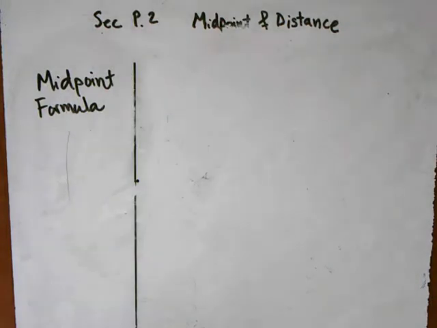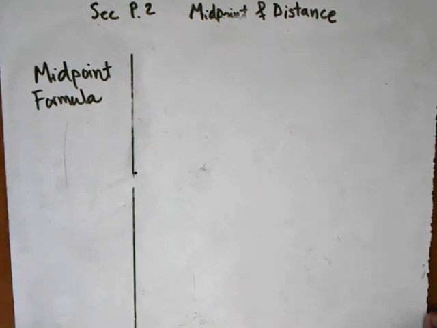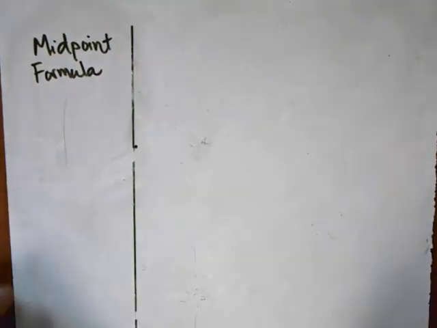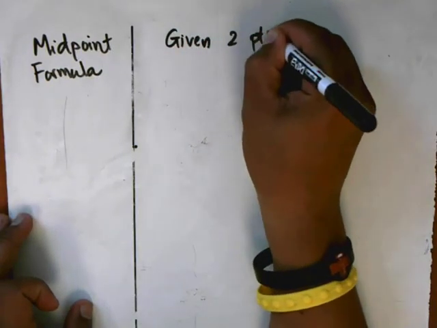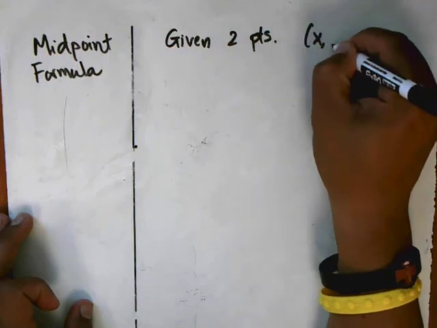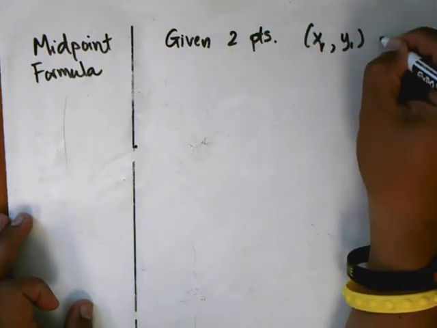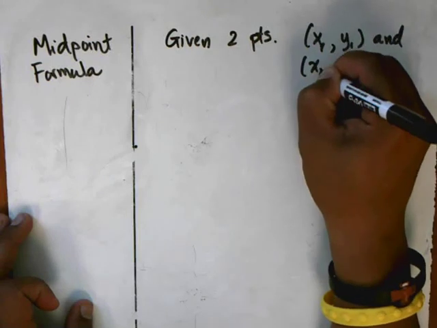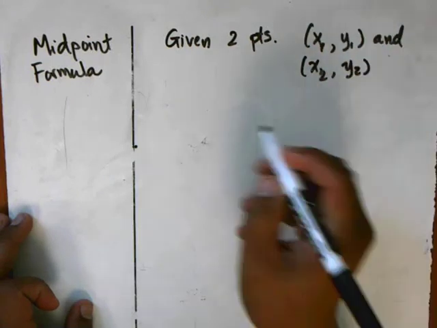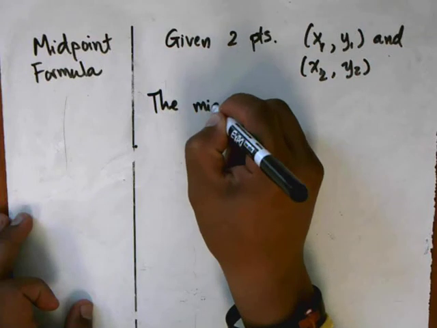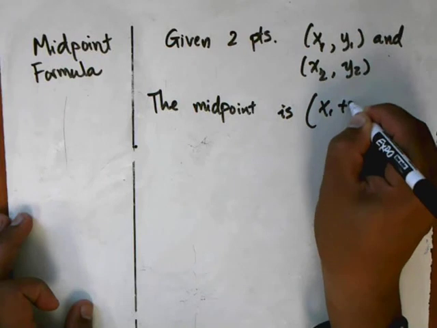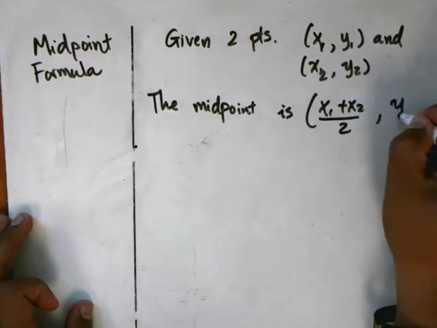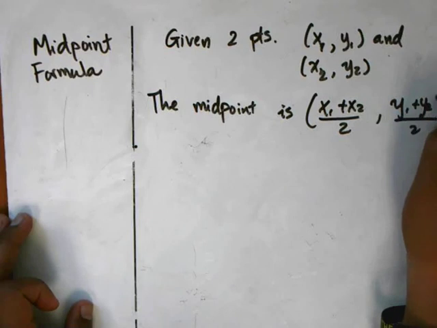Okay, so we've talked quite a bit about the distance formula and have seen some examples, and we've extended that to finding the equation of a circle. So let's talk about the midpoint formula now. The midpoint formula basically says, given 2 points, and we'll call them (x1, y1) and (x2, y2), the midpoint is ((x1 plus x2) over 2, (y1 plus y2) over 2).